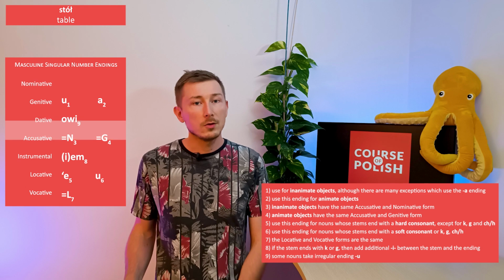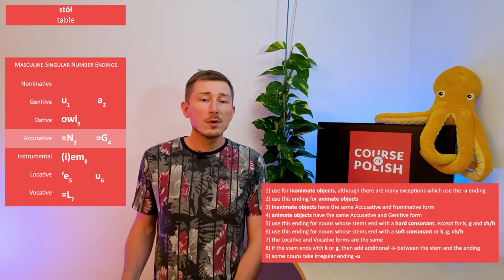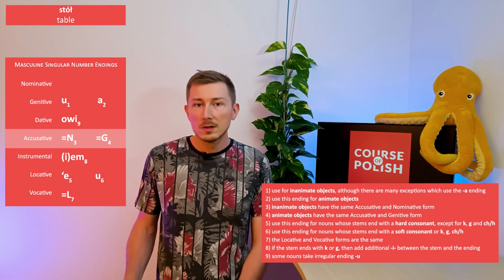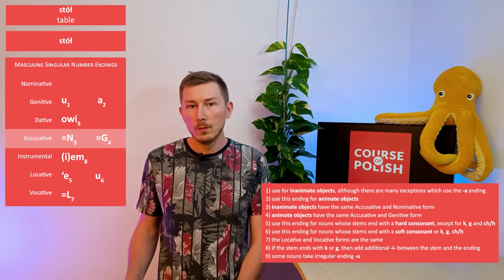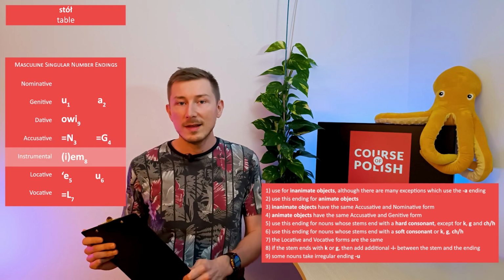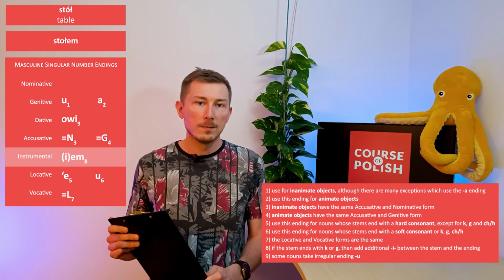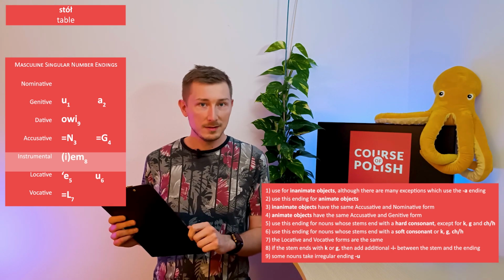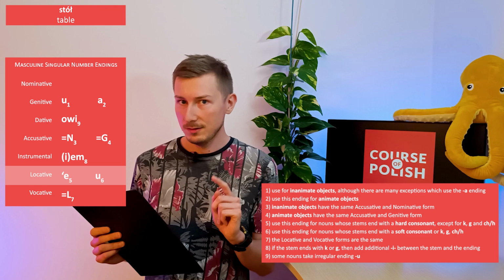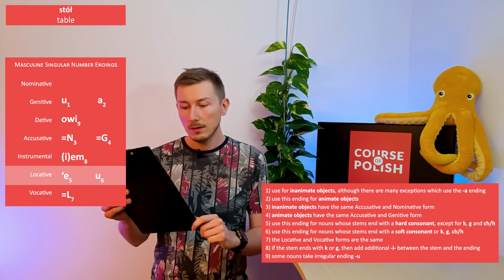Next case, accusative, we have to use the same form as in nominative case because stół is inanimate. So it will be stół. Next case, instrumental, just 1 ending M, so the form will be stołem. Next case, locative. This one is interesting. We have 2 options, ending E or ending U.